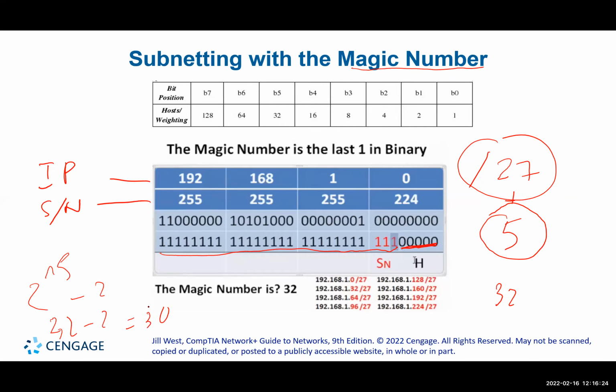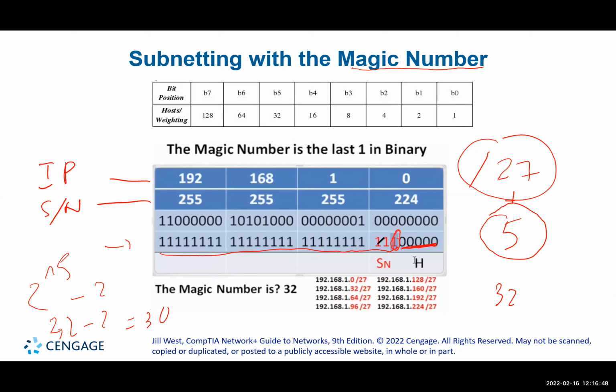Right? Now, come back with the definition of the magic number. The magic number is only the value of the last number 1. Remember that? It's only the value of the last number 1 in the subnet mask here. So if you look at the subnet mask for this one, this is the last number 1, right? This is the last number 1 in the subnet mask.